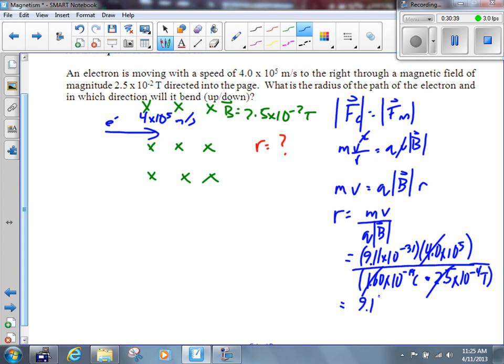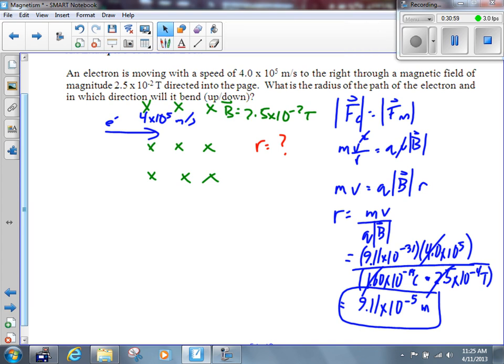9.11 times 10 to the minus 5, because again, the 4 ended up canceling out with the coefficients on the bottom. So that's the radius of the path, 9.11 times 10 to the minus 5.